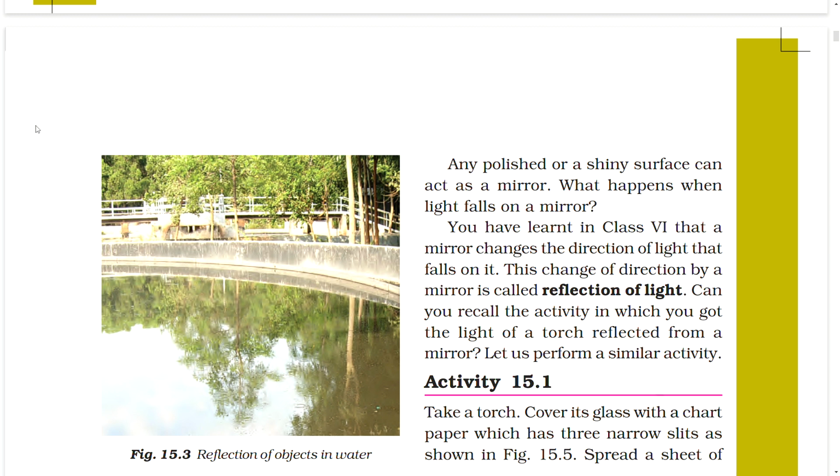What happens when light falls on a mirror? You have learned in class 6 that a mirror changes the direction of light that falls on it. This change of direction by a mirror is called reflection of light. Can you recall the activity in which you got the light of a torch reflected from a mirror? Let us perform a similar activity.